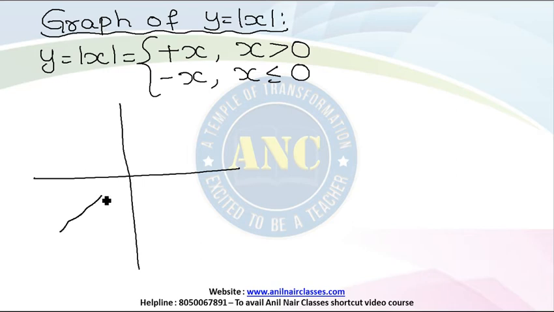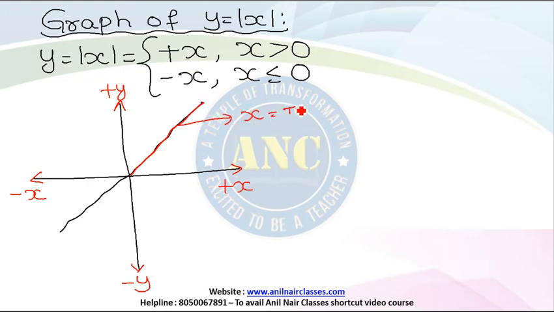How will you draw? It is a straight line passing through origin, making an angle of 45 degrees with respect to positive x-axis. Now see here, this is positive x-axis. This is positive y-axis. This is negative x. This is negative y. Now listen carefully, sir. This line is in the first quadrant. Here x is positive. If x is positive, y also is positive in this particular area.